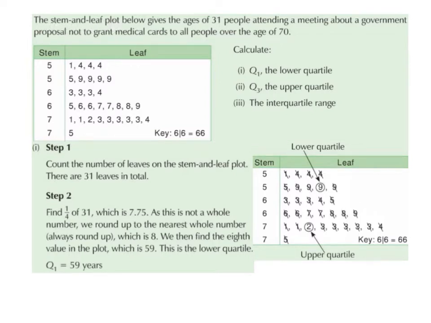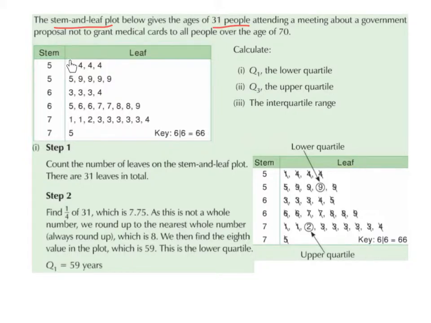The stem and leaf plot below gives the ages of 31 people attending a meeting about a government proposal not to grant medical cards to all people over the age of 70. So this is our stem, this is our leaf, this is our key. So for example, 6 with a line and 6 represents 66.